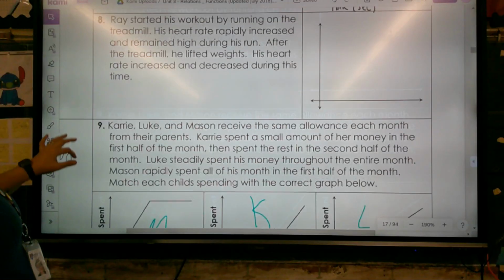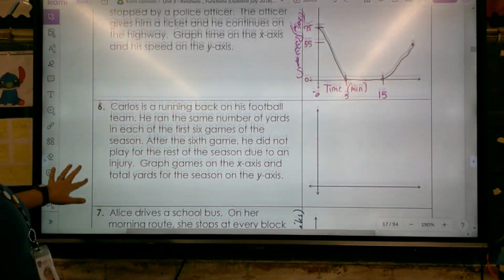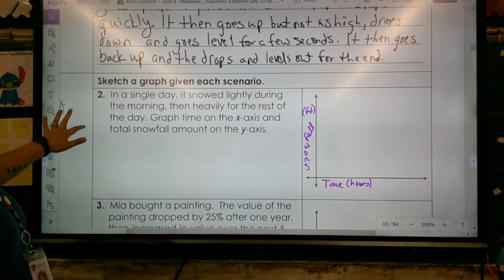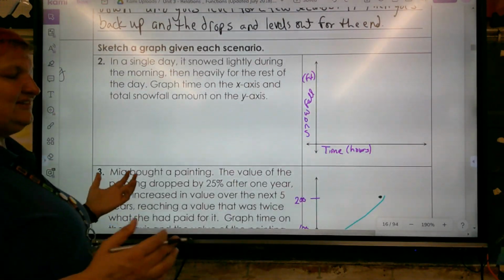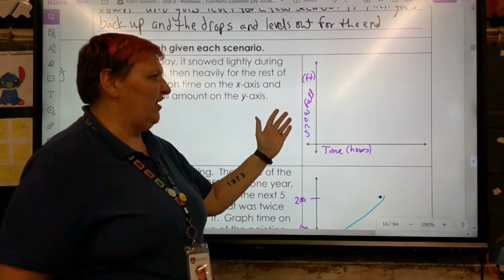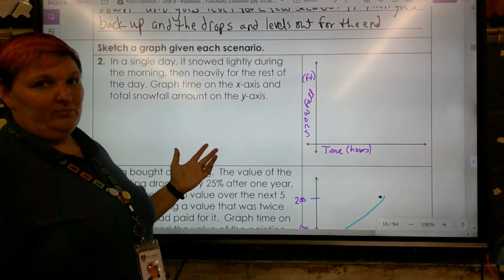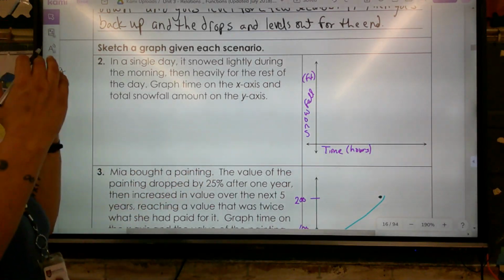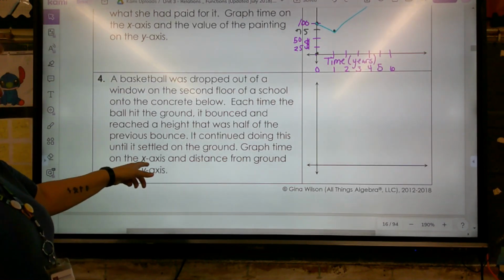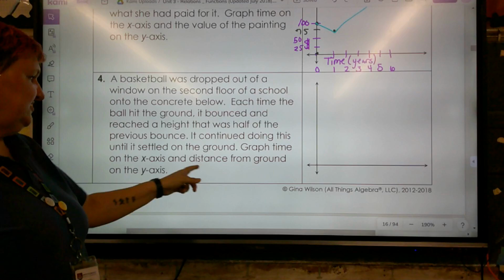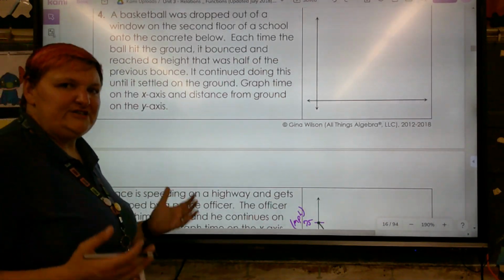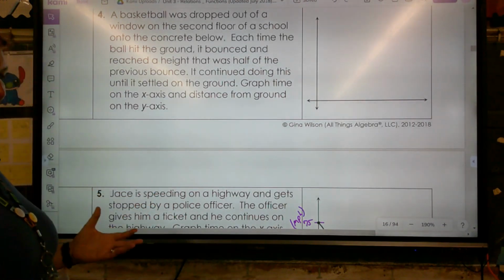All right. So, you need to go back and read the even ones. Read them as many times as you need to figure out how to label the x-axis, label the y-axis, figure out where the points are going to go, and make your line. Take your time. It tells you graph time on the x-axis, distance from the ground on the y-axis. Think about what it would look like visually to see something happening.